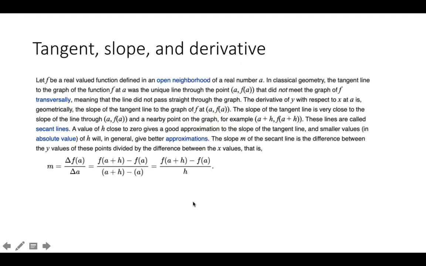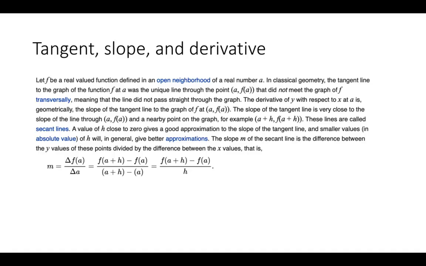All right, so let f be some real valued function in an open neighborhood of a real number a, so a is going to be the point where we're actually working. In classical geometry, the tangent line to the graph of f at a was the unique line through (a, f(a)) that did not meet the graph of f transversely. In other words, the line did not pass through the graph. It's strictly only a tangent line.